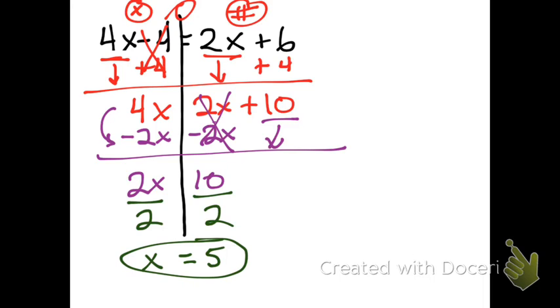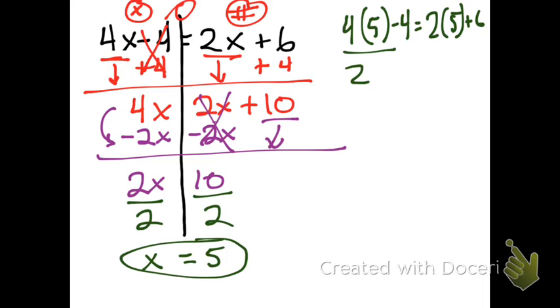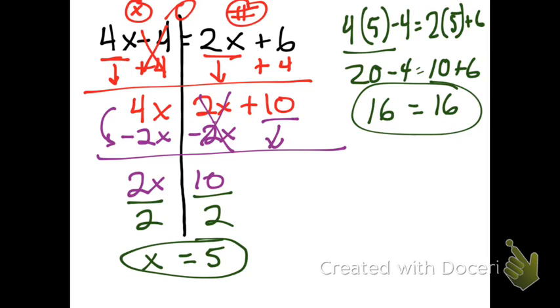Okay, and if I wanted to check it, all I'm doing is plugging in. So 4 times 5 minus 4 equals 2 times 5 plus 6. This gives me 20 minus 4 equals 10 plus 6. 20 minus 4 is 16, and 10 plus 6 is 16, and it works.